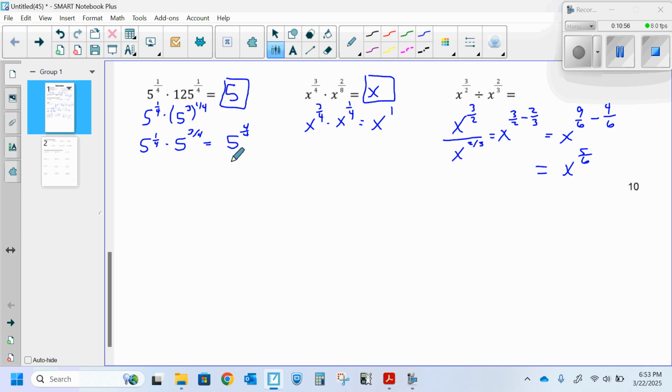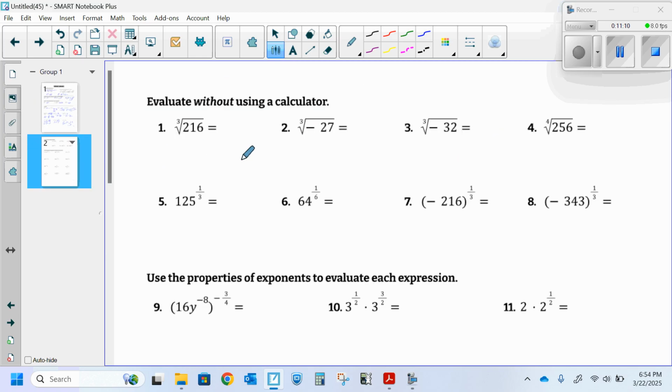Okay, so we have some simplifying involved, but we have always followed the rules of exponents. When we divide, we subtract. When we multiply, we add. When we raise a power to a power, we multiply. Okay, let's try some more.